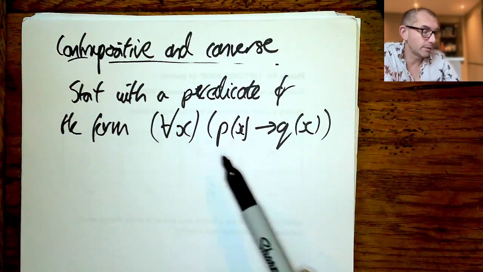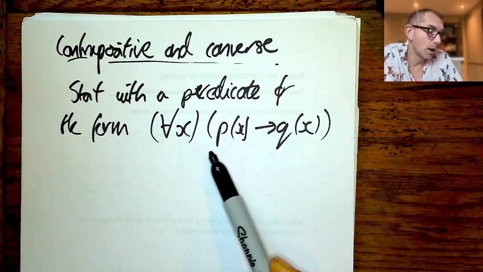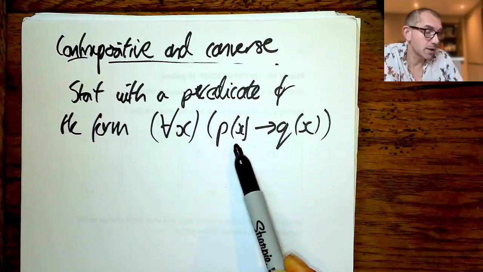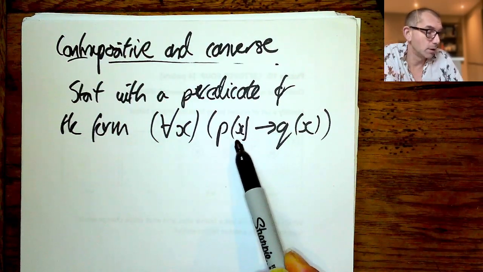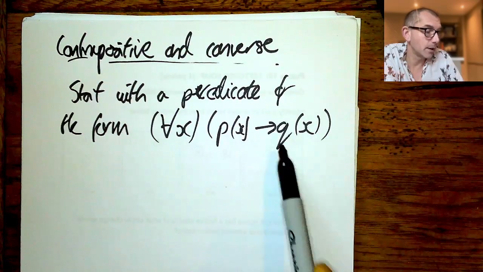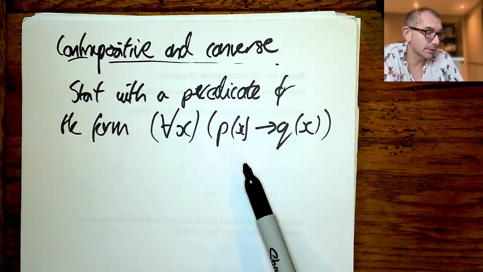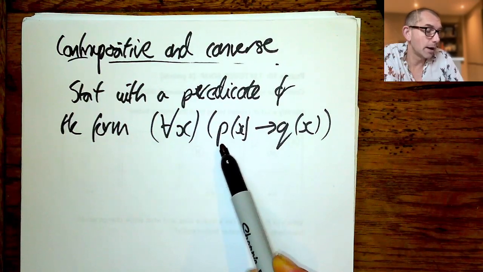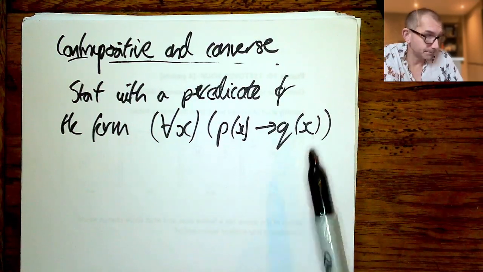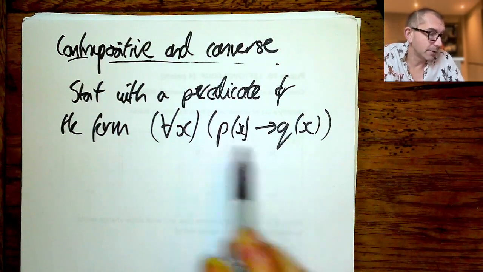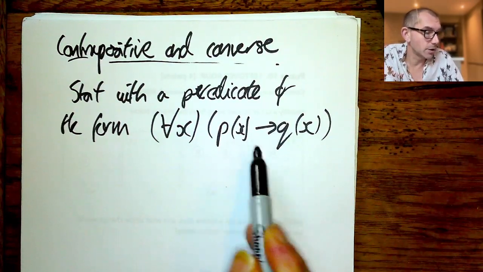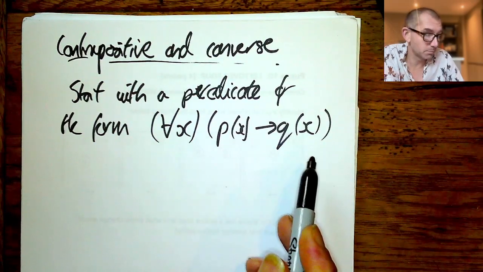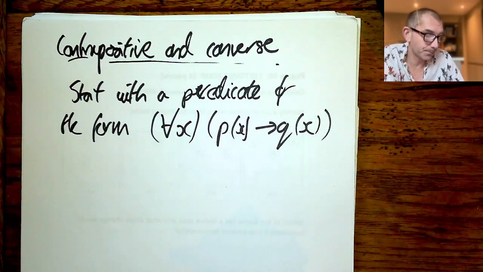So the example I gave in the lecture is, P could be I have seen the Fast and the Furious film X, and Q could be I like the Fast and the Furious film X. So this would say every Fast and the Furious film I have seen, I have liked. It'd be difficult to imagine liking it without having seen it, but anyway, that makes perfect sense as a statement.